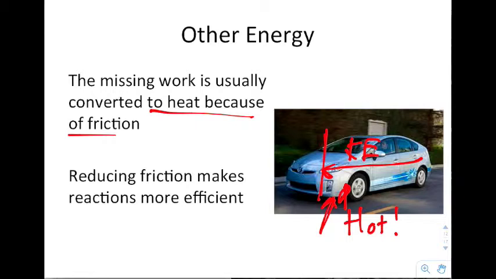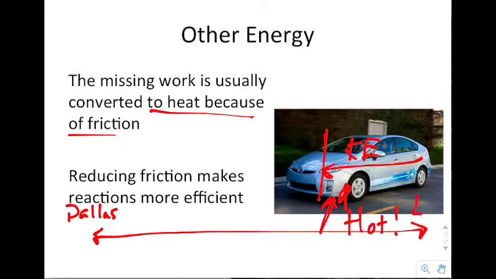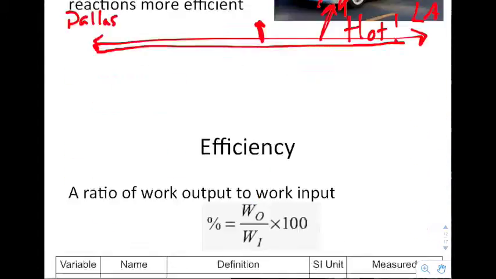If you can find a way to reduce friction, most of the time that makes reactions more efficient. So if you're looking at trying to get a train from, let's say, Dallas to Los Angeles, that's a long way. If you could somehow reduce the friction of the train along the track, you could save a lot of fuel. And a lot of times they do that. With high-speed trains, they actually hover above the track, trying to reduce friction.